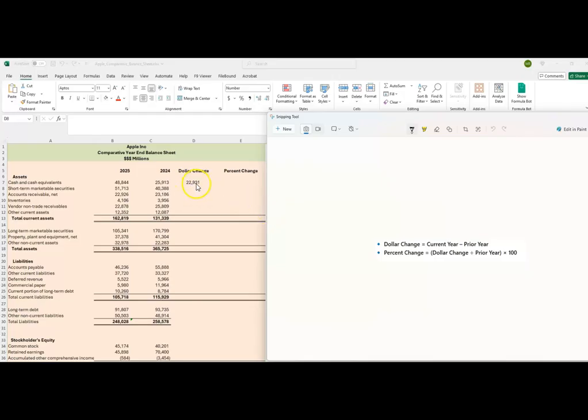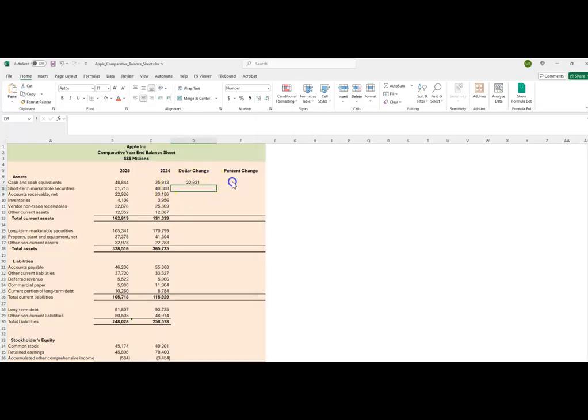It's right here, 22,931 divided by the prior year, also called the base year. The base year is always going to be the oldest year. That's your base number. So the formula I need is to divide this change by the base year. If I divide 22,000 by 25,000, that will be 88.5. What that means is that my cash and cash equivalents increased from 2024 to 2025 by 88.5%.